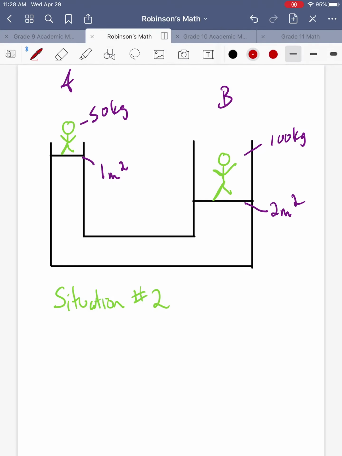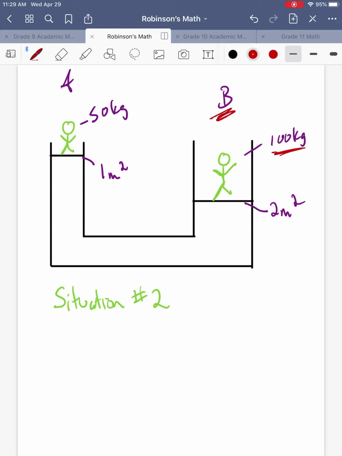Okay, on to situation number 2. Situation number 2 is essentially almost identical to situation number 1, except that person B now has a mass of 100 kilograms. So basically, person B has double the mass of person A, who's only got a mass of 50 kilograms still. So we want to figure out what's going to happen.